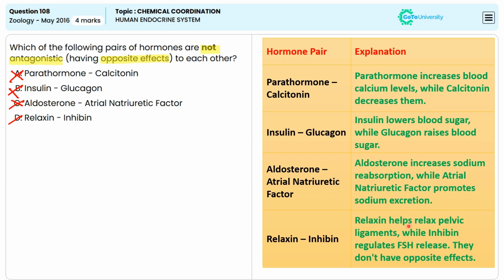Relaxin helps relax the pelvic ligaments while inhibin regulates the follicular stimulating hormone release. So that means they don't have opposite effects. So the correct answer is option D, relaxin and inhibin.